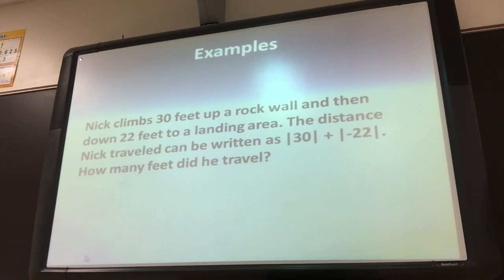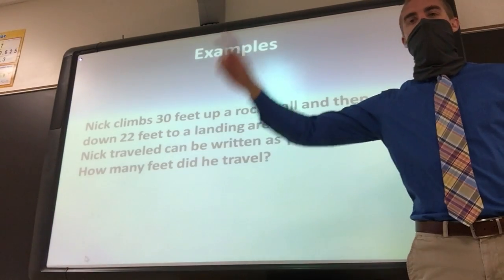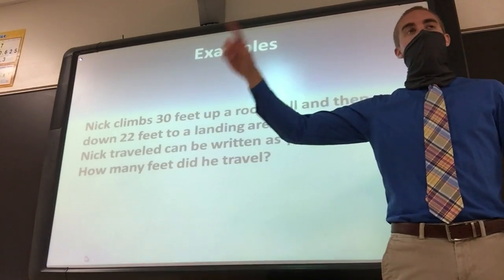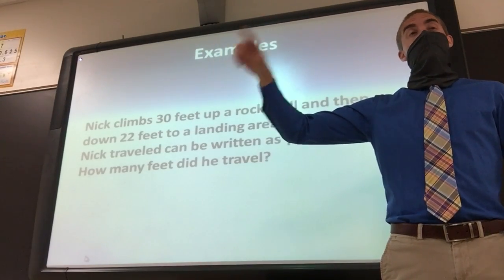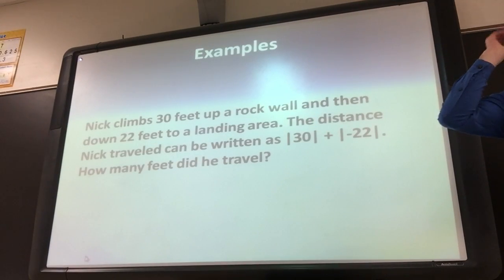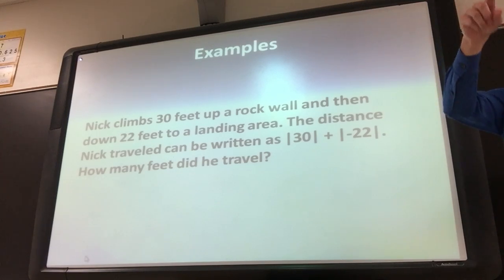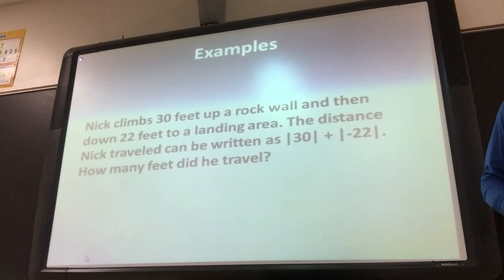Okay, think about climbing up a rock wall. If you climb up and then you climb down, if you're climbing down a rock wall, are you still traveling a distance, even though you're going down? So they write negative 22, but distance is always positive. So what should you do with this negative 22, Jazz?